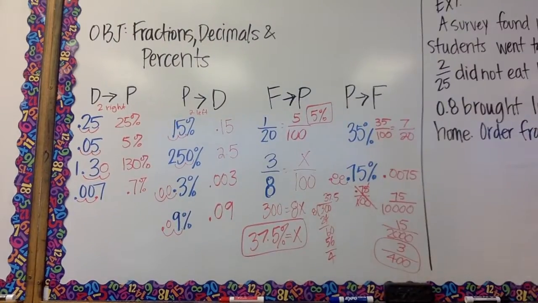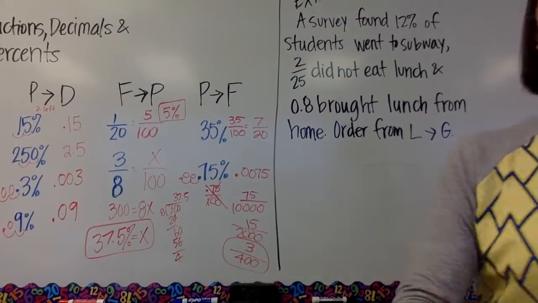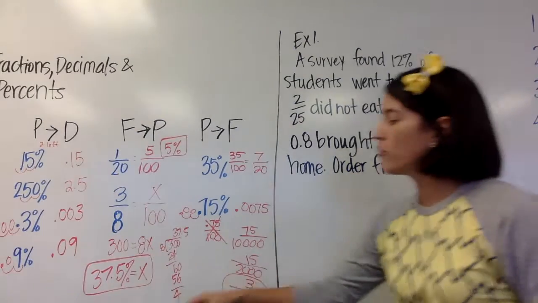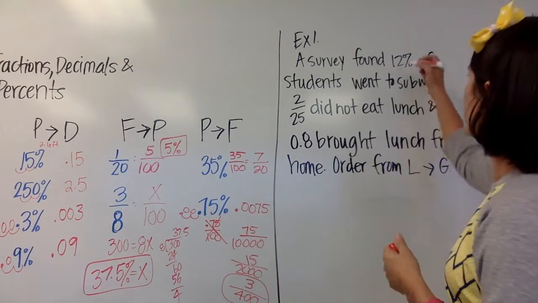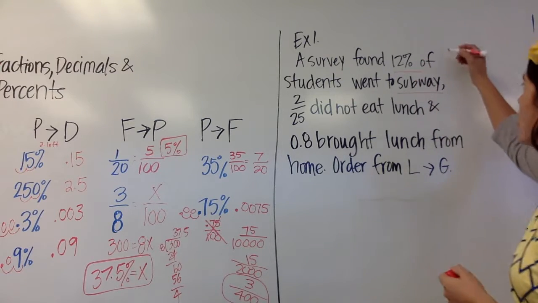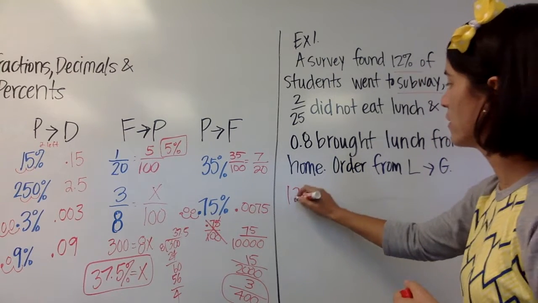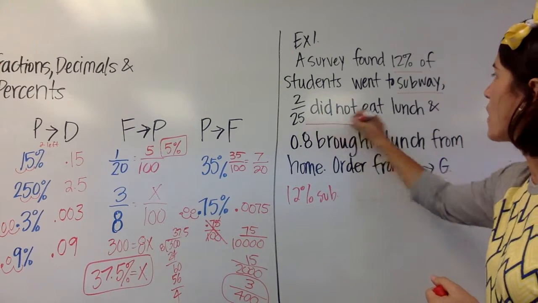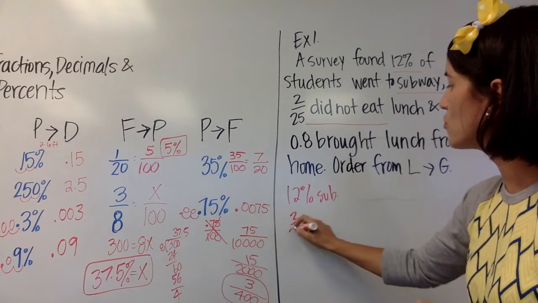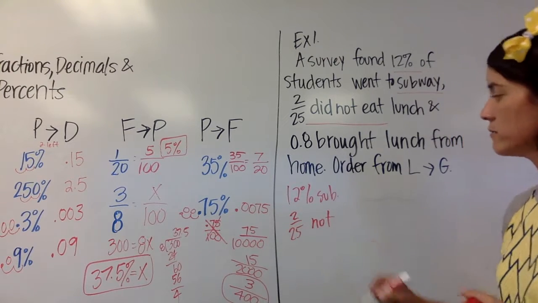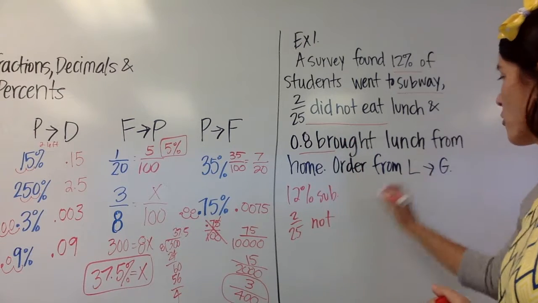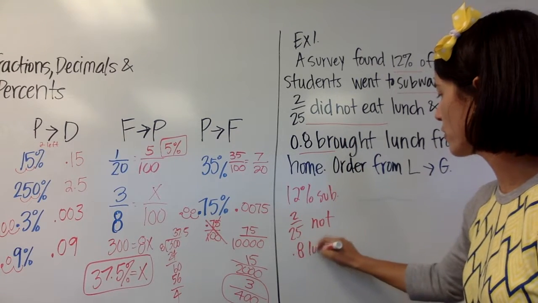So, let me give you an example that you're going to see. All right. A survey found 12% of students went to Subway. So you would need to know 12% went to Subway. So write that down. 2 25ths did not eat. And 0.8 brought their lunch from home.